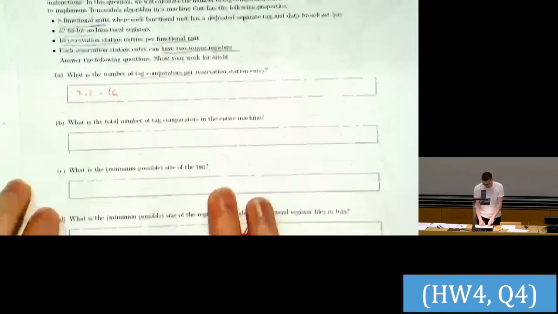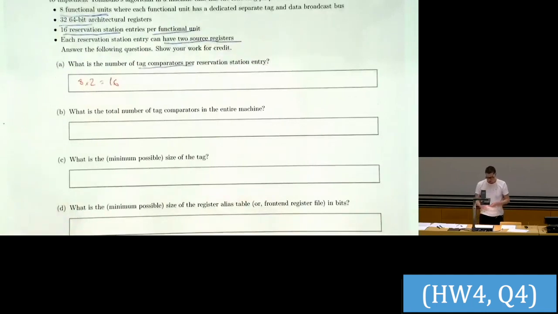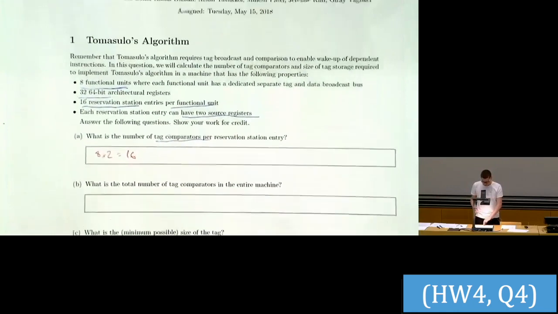And then the second question, B, is what is the total number of tag comparators in the entire machine? This is kind of tricky, because if you just think about reservation station entries, you may not take into account the register alias table, right? Because it should also have some comparators, because when you calculate the result, you don't need to only update the reservation station entries, but also the register alias table, which is not shown here.